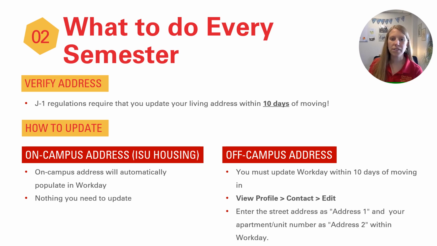When you report your address change to the university, ISSO will subsequently update the reported address in your electronic immigration record. If you live on campus or in ISU housing, your on-campus address will automatically populate in Workday, and you will not need to update anything unless you move to an off-campus address. All address changes can be made in Workday by selecting View Profile, then Contact, then Edit and hitting Submit to save the changes. More information about this process can be found on our website under the Student tab and by selecting the Guide to Maintaining Status tab.